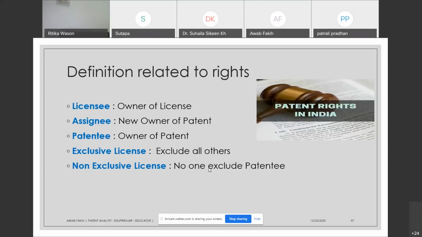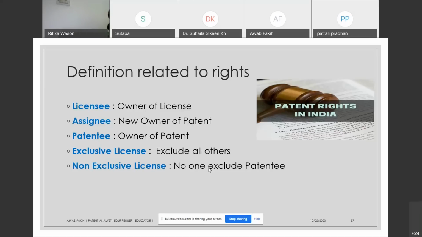And that assignee will pay a lump sum amount to the patent owner, that is the patentee. So now all the rights are given to the assignee. And the license is like, if you're going to license it to someone, then you are just giving the title to the third party. For example, there are two different cases.